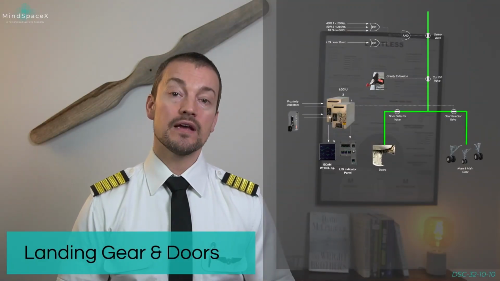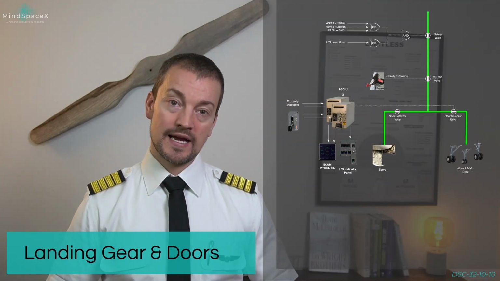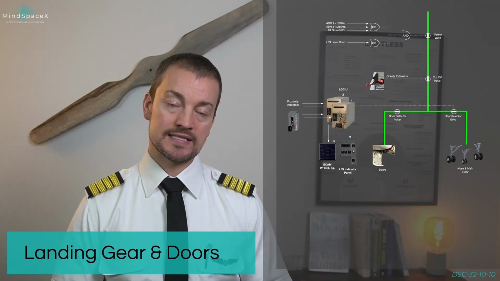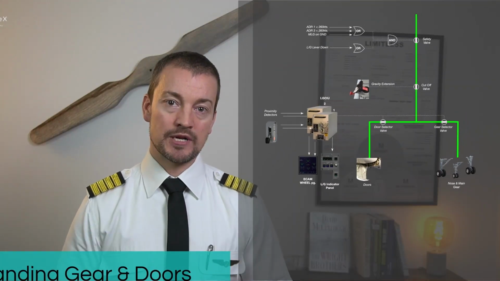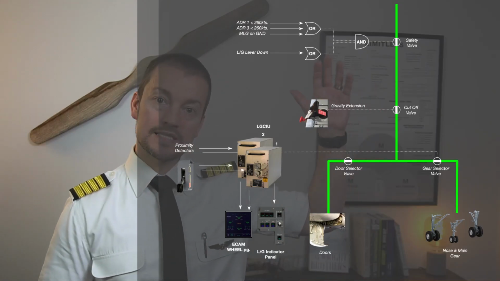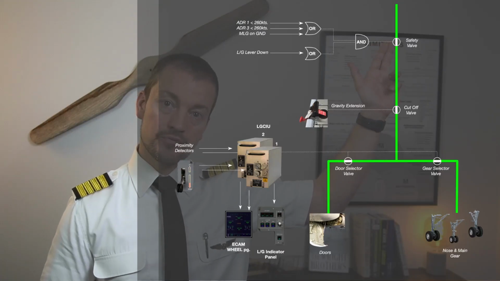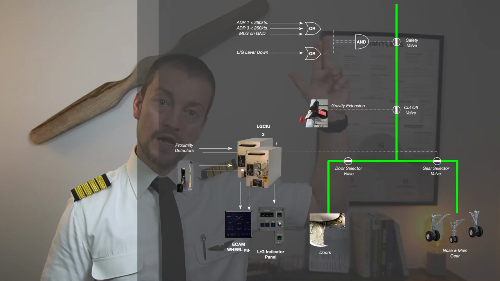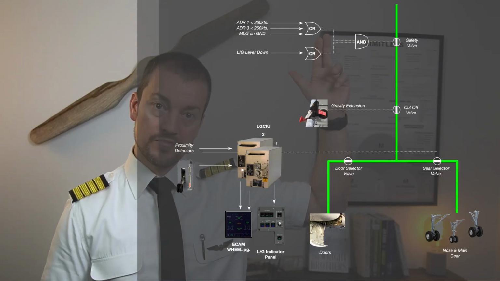This slide right here shows you the entire schematic of the landing gear system. Let's bring it in a little bit closer. First of all, the safety valve. The safety valve is here and it is operated by inputs from three sources.